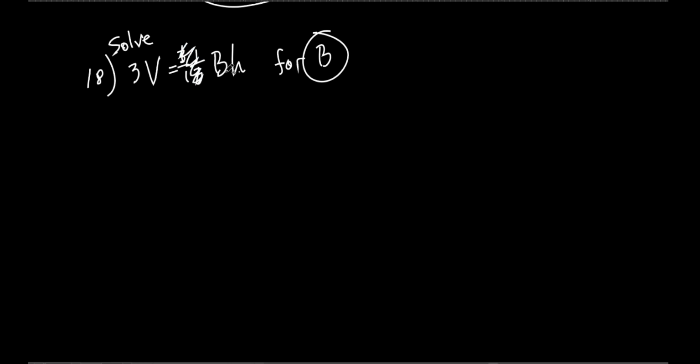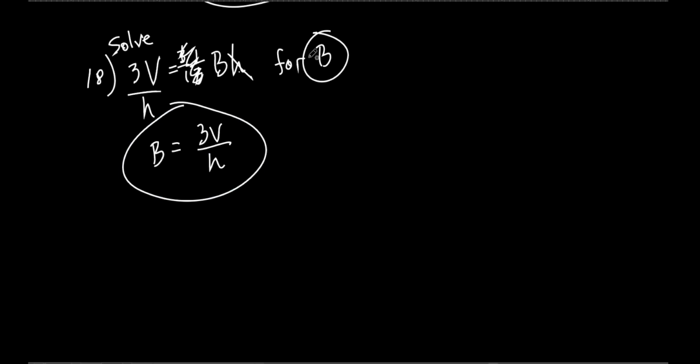What is that H doing to the B? It's being multiplied. How do we get rid of something that's being multiplied? We divide. So I divide both sides by H. You know the H is going to cancel out. You come over here, divide this by H. That's basically your answer. Let's write it real nice and neat. So B equals 3V over H. And that got B by itself.